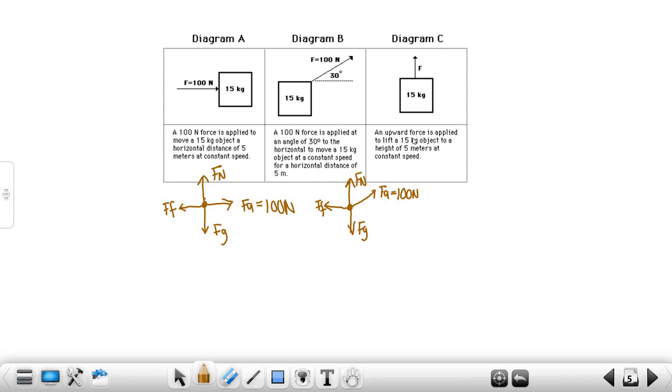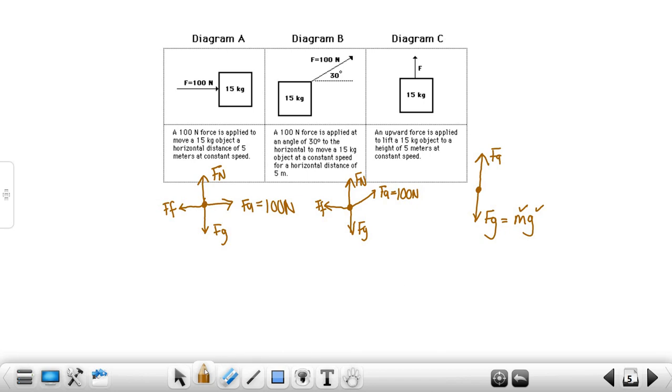Diagram C is saying an upward force is applied to lift a 15 kg object to a height of 5 meters at a constant speed. So this free body diagram has its applied force lifting it up, and it will have gravitational force, which is going to be m times g, and we have the mass and we know what g is equal to, to calculate the gravitational force.